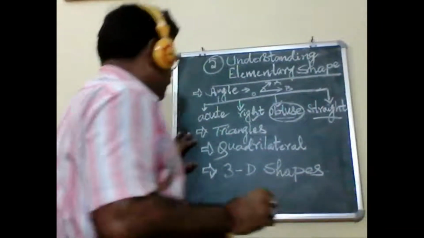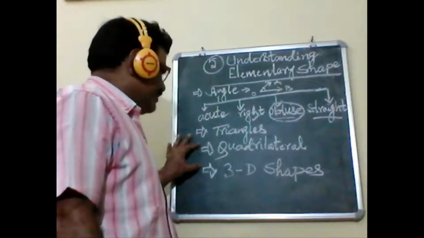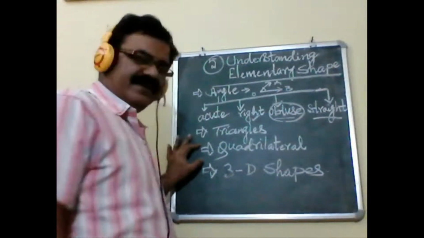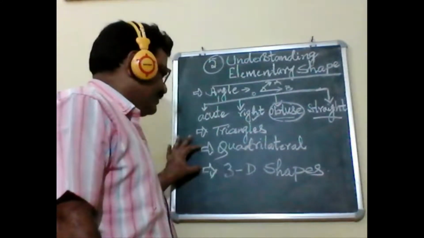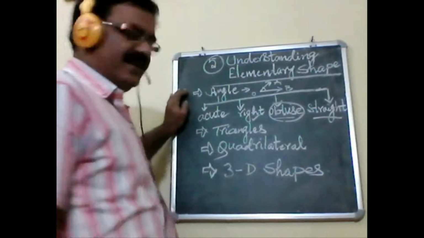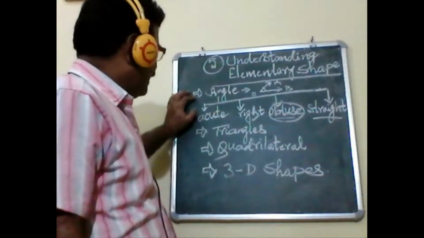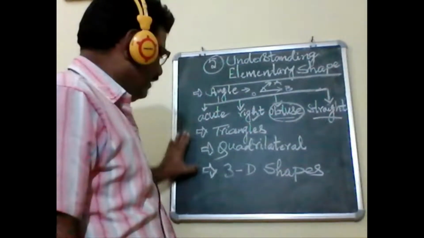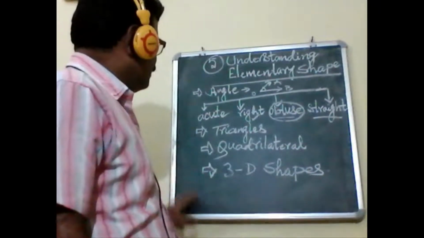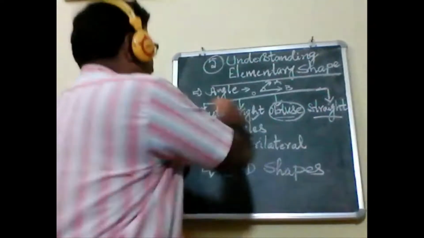After that we will also study different types of triangles, quadrilaterals, their elementary parts, and at last 3D shapes. So these are the TLO, target learning outcomes of this chapter. First is angle, classification of angles, triangle, quadrilateral, and 3D shapes. One by one we will study these. So first let us start with the angles.